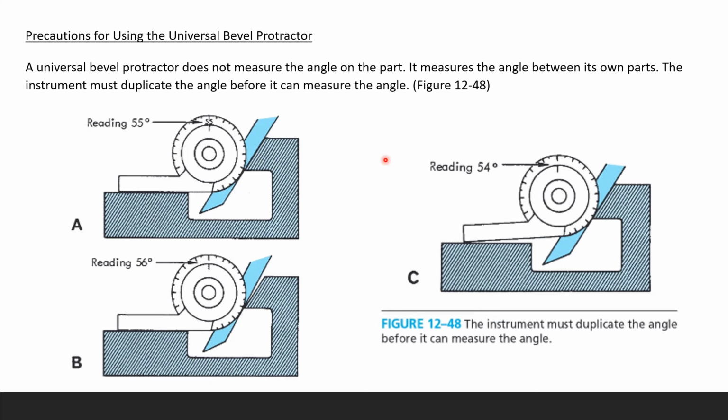Precautions that we have to take when using the universal bevel protractor. This protractor does not measure the angle on a part, it measures the angle between its own parts. So the protractor must duplicate the angle before it can measure the angle. Here the reading is 55, then here 56, then here the reading is 54 degrees. Therefore the instrument must duplicate the angle before it can measure it.